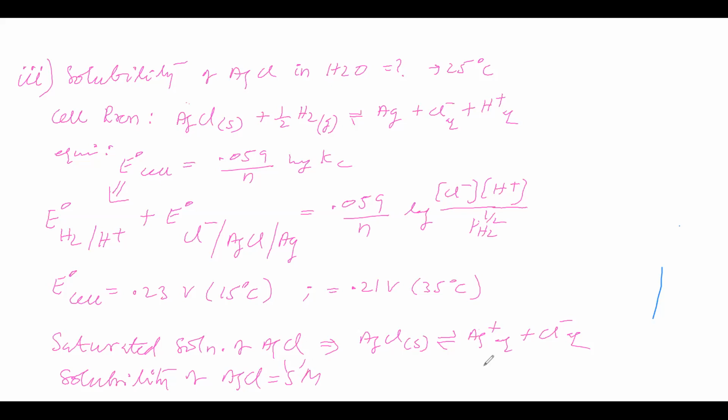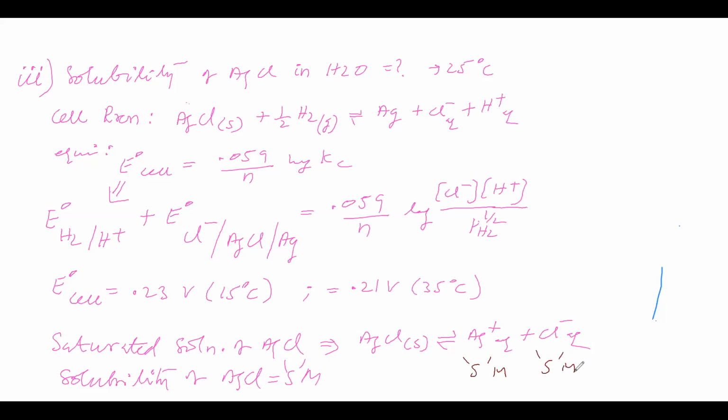Now what is the concentration of Ag plus in terms of S molar? What is the concentration of Cl minus? Solubility of AgCl is S molar, so is the concentration of Ag plus the same S or a different value? You are saying that the concentration of Ag plus is S molar and the concentration of Cl minus is S molar.